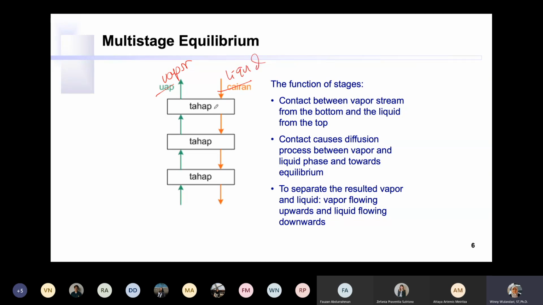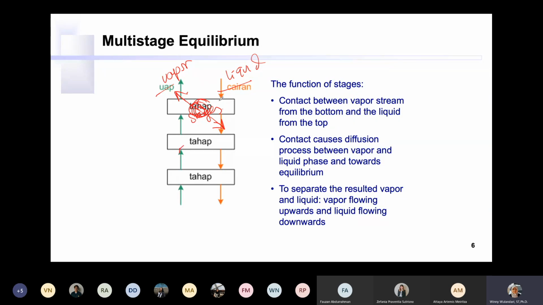So the function of stages, or tahap, yeah. The function of stages is first the contact between the vapor stream from the bottom and the liquid from the top. So when the vapor contacts with the liquid, first the temperature of the vapor will cool down a little bit, so it's gonna form a new equilibrium, a vapor liquid equilibrium. What happened is because there is an equilibrium, so it will release one vapor phase and also one liquid phase.